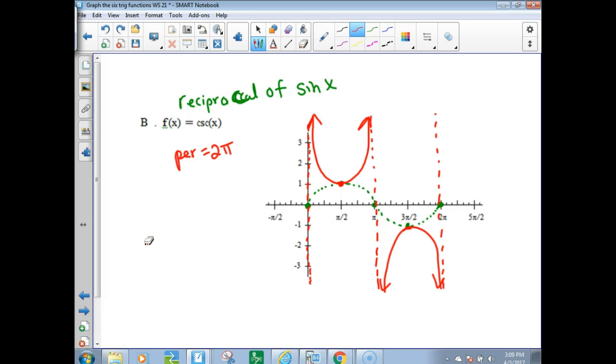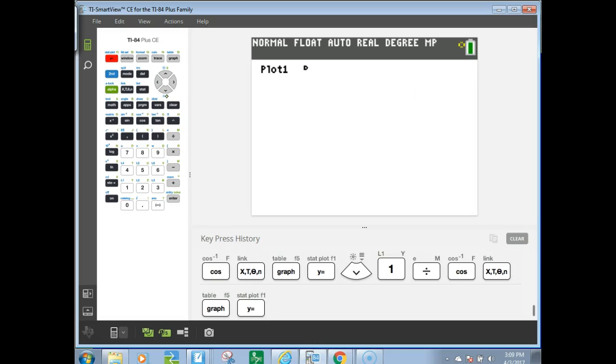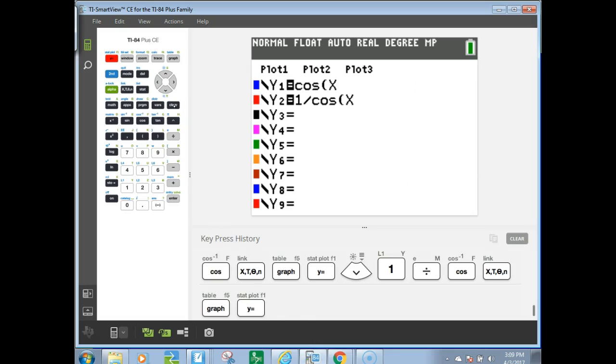All right, so what's the one we haven't graphed yet would be cotangent. And again, if you wanted to go and type this into your grapher, you would type 1 divided by the sine.